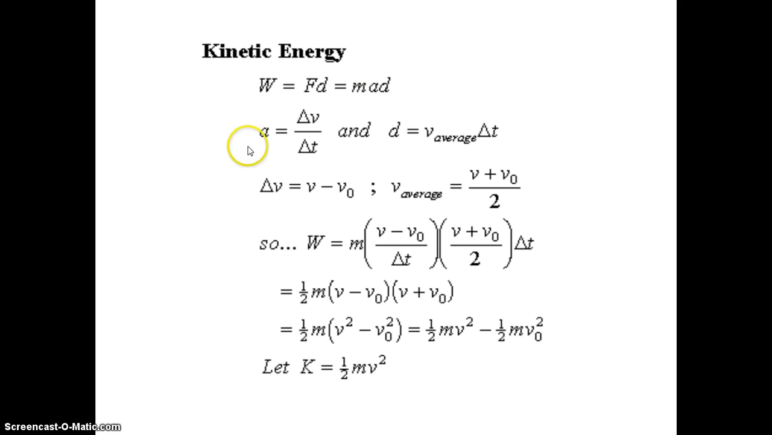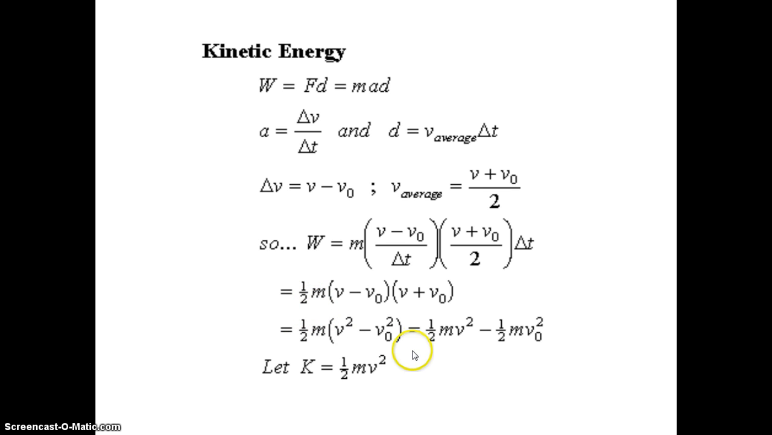And with that, we know that the acceleration is the change in velocity over the time, and that the distance an object travels is equal to the average velocity multiplied by the time. And the change in the velocity is the final velocity minus the initial velocity, and the average velocity is the final velocity plus the initial velocity divided by 2. So when we start plugging these values into that equation, it starts to look a bit of a mess, but then you start to simplify it.